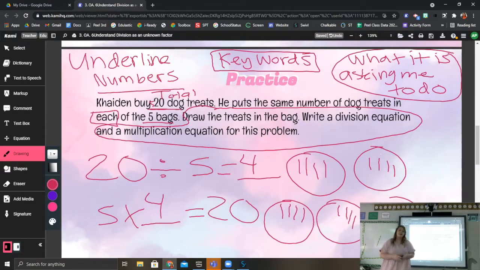And once again, we got the same answer. We have 4 in each group. So 20 divided by 5 equals 4, or 5 times 4 equals 20. There are lots of different ways we could have found this answer to our division problem.